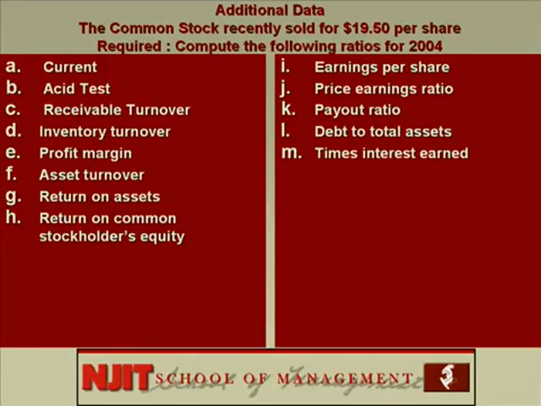G, return on assets, is 39,000 divided by average assets, which I just told you, 638,000 plus 560,000 divided by 2, 10.8%. So the answers are E, 6.5%, F, 1, G, 10.8%.